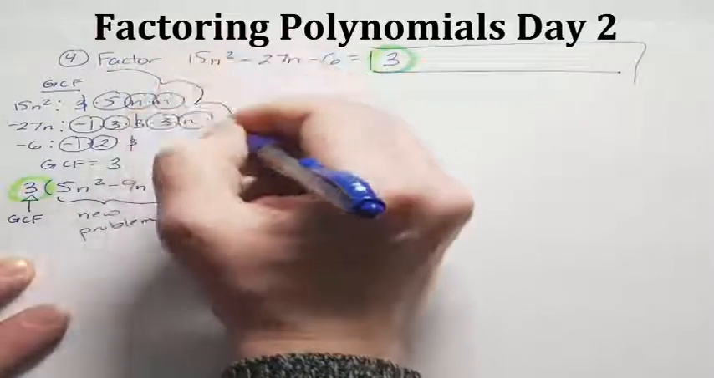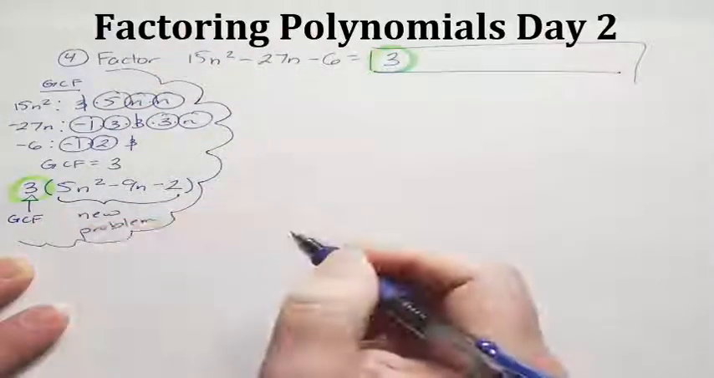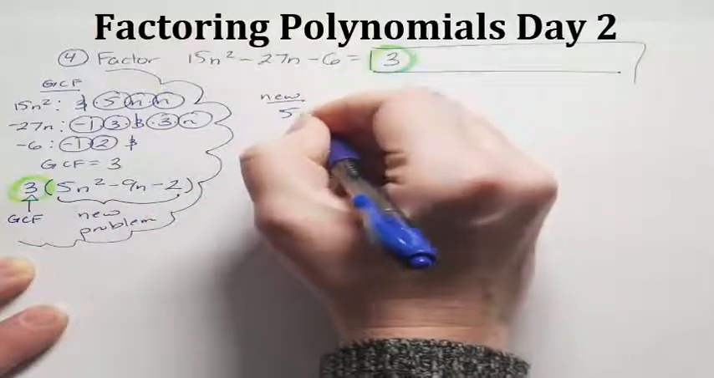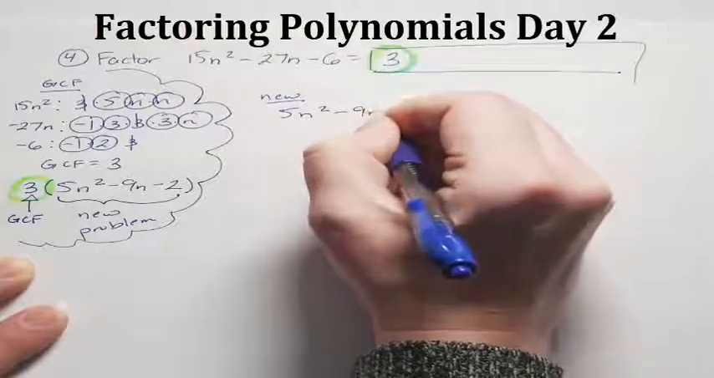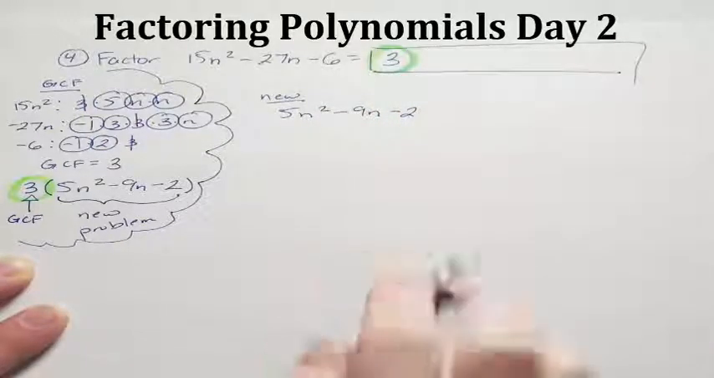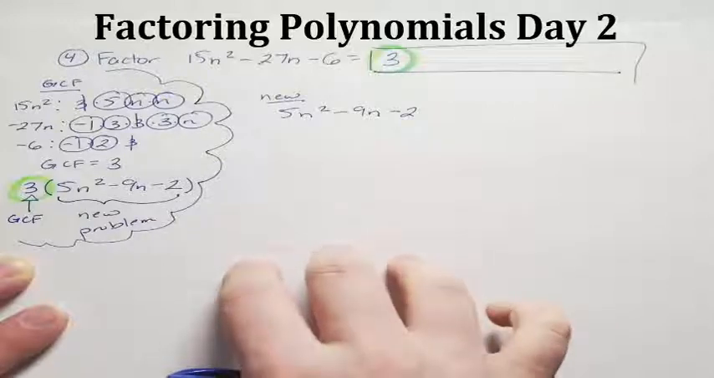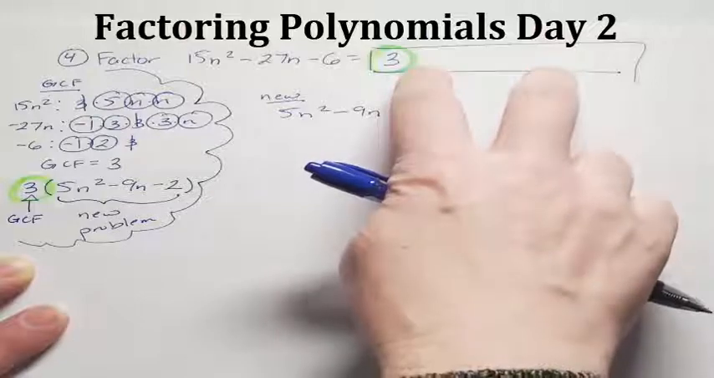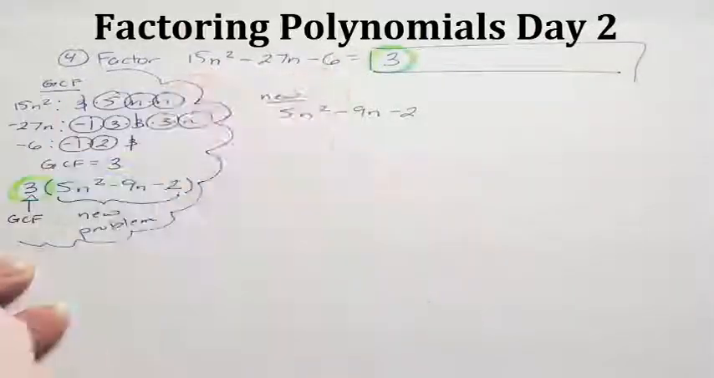So this was just trying to make our numbers easier to work with. So now we have a new baby problem that we're going to solve. It was 5n squared minus 9n minus 2. This is the new baby problem we're going to solve. When we find the answer to the baby problem, we need to make sure that we put the baby's answer with the 3 that we factored out to get the original answer.